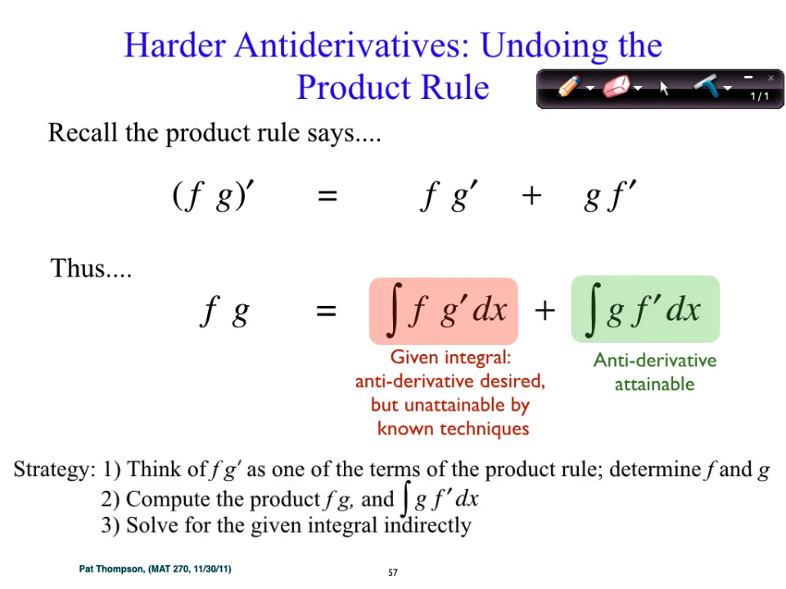So here's the strategy. We're going to think of fg prime as one of the terms of the product rule, and we're going to figure out what f and g are. We're going to compute fg, and we're going to find this one, and then we're going to solve by subtracting. Fg minus that is going to be the one we want.